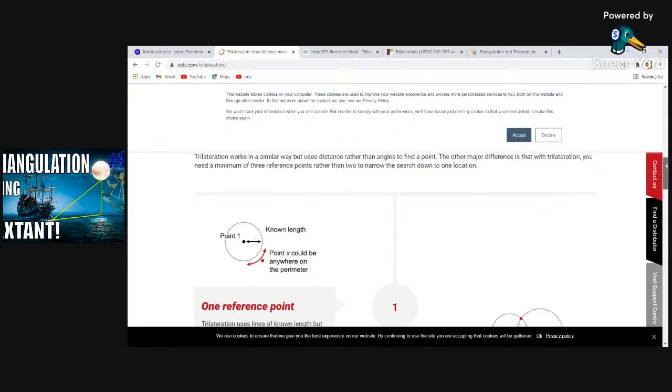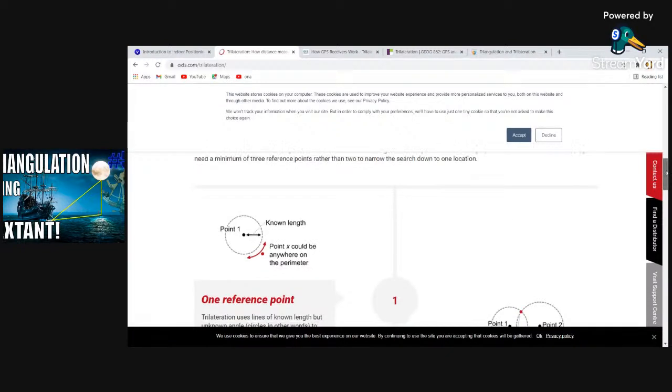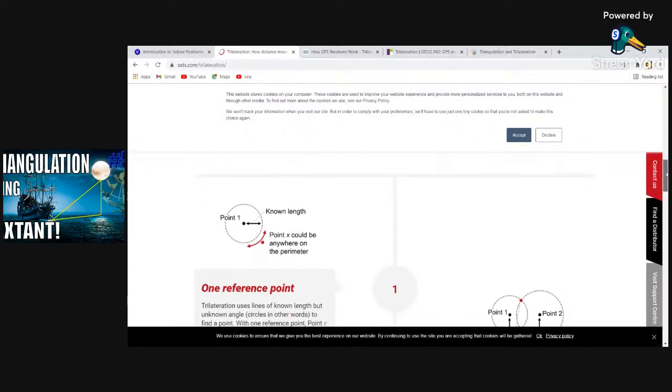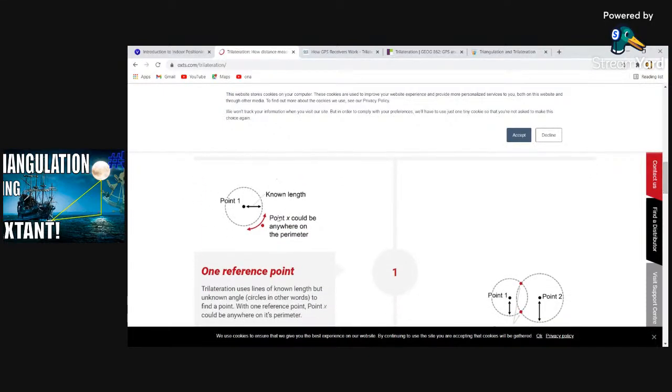And so it goes on to say trilateration works in a similar way, but uses distances rather than angles. So trilateration doesn't use angles. Isn't the sextant an angle measuring device? Why is it saying that it's using distances? That's not what we're doing with the sextant. We're using angles. So the other major difference is that when you trilaterate, you need a minimum of 3 reference points rather than 2 to narrow down the search of a location. So you can see here in the diagram, known length. We don't know the length. All we know is the angle.